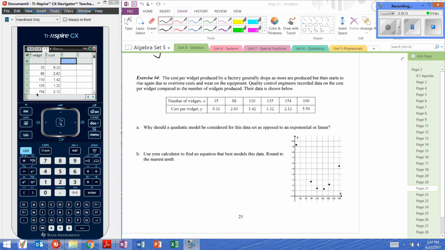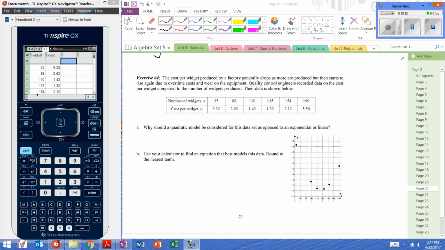Heading down to exercise number 4, they're giving us a table of widgets and the cost per widget that a factory is going to, what does it say? The cost per widget produced by a factory generally drops as more are produced, but then starts to rise again due to overtime costs and wear on the equipment. Okay, so if we look at this data, they showed it to us in both the table and the graph.